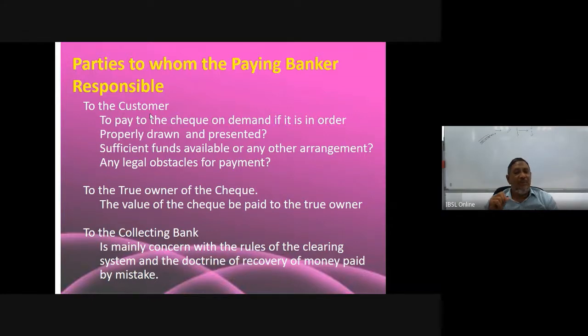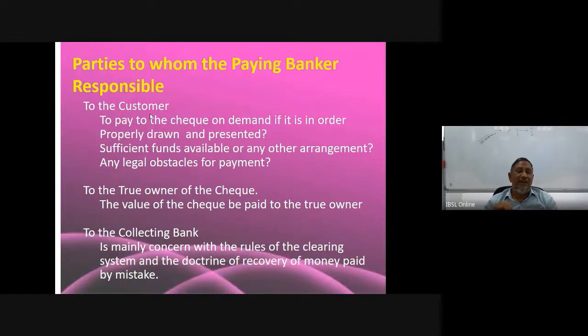What is the doctrine of money paid by mistake? Collecting banks are responsible to collect funds on behalf of a customer and credit the same to that account. If the collecting bank collects the check and deposits the money to some other account, then the collecting bank is responsible to the customer. Okay. So the doctrine of recovery of money paid by mistake means if you have credited a wrong account, you have no authority to debit that account.